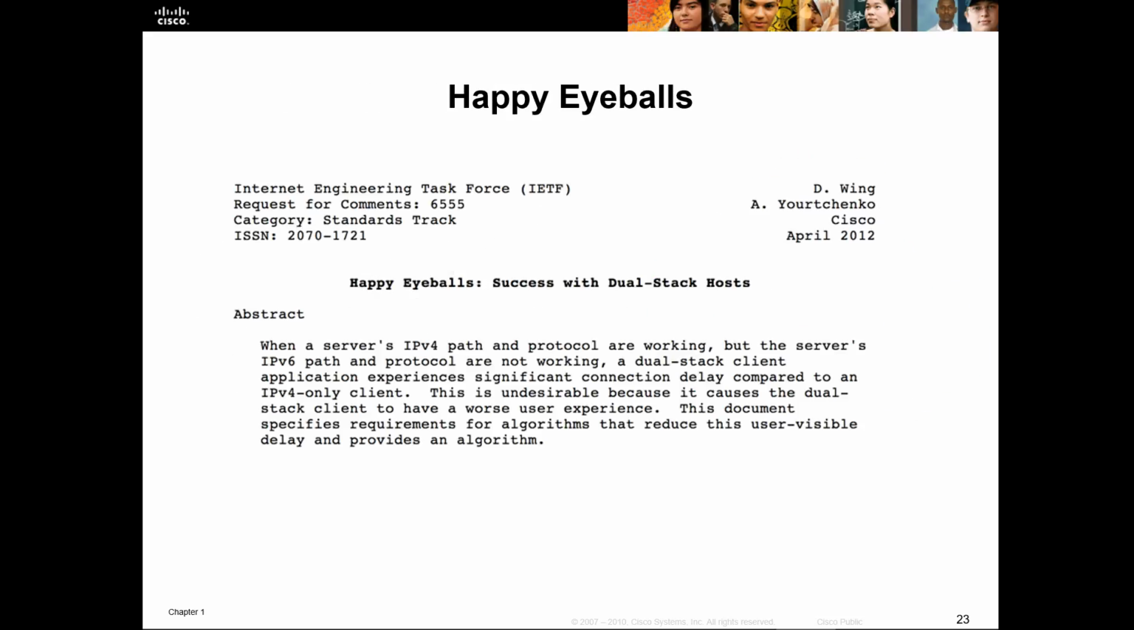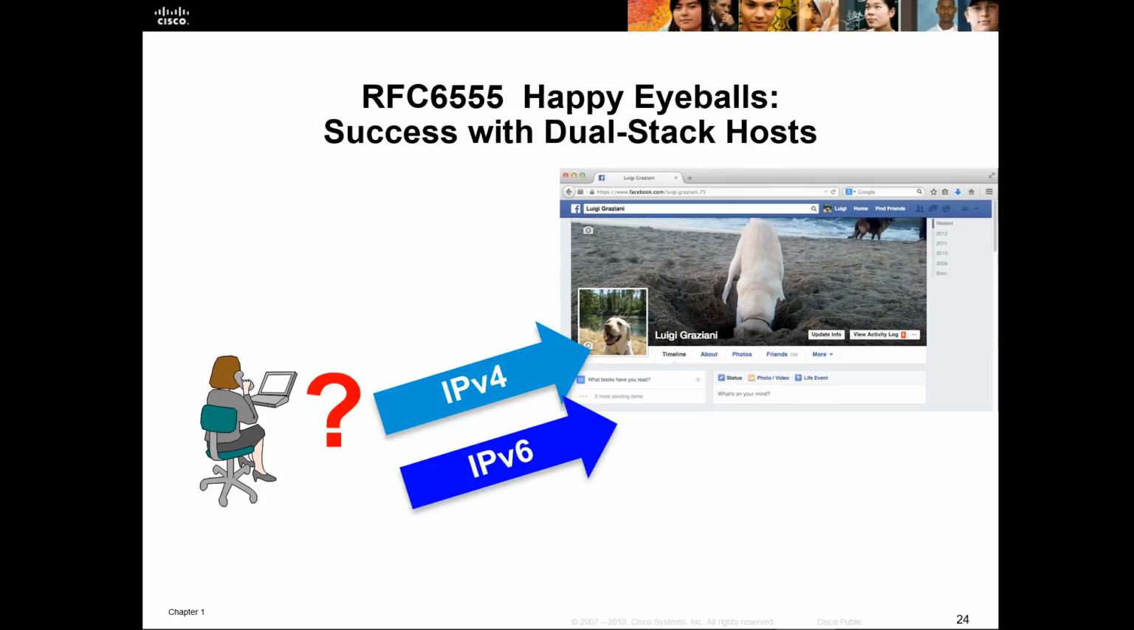There's this thing called Happy Eyeballs, which is a successor with dual stack hosts. And essentially, you can read the abstract. When a server's IPv4 path and protocols are working, but the server's IPv6 path and protocol are not working, the dual stack client application experiences significant connection delay compared to an IPv6-only client. This is undesirable because it causes the dual stack client to have a worse user experience. That's RFC 6555, Happy Eyeballs: Success with Dual-Stack Hosts.